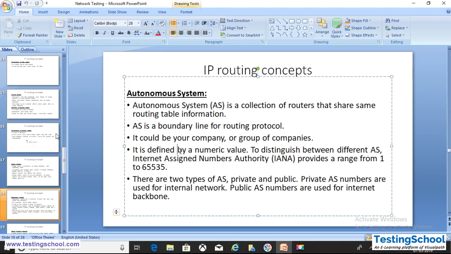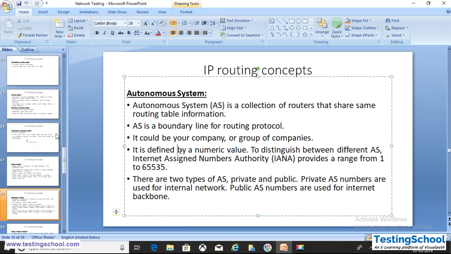When we say interior, interior means within the autonomous system. So whatever routers are within the same autonomous system, they will share the information by using interior gateway protocol. Some examples of IGPs are RIP, which means Routing Information Protocol, EIGRP, IGRP, and OSPF.